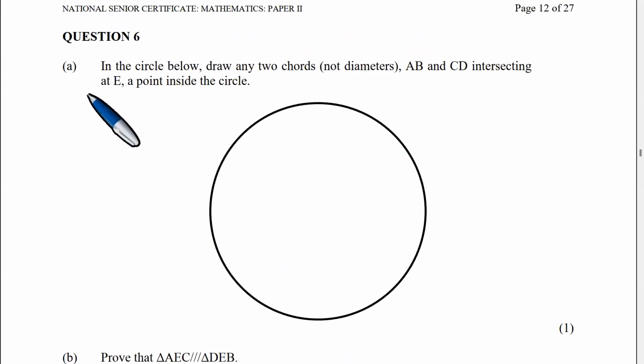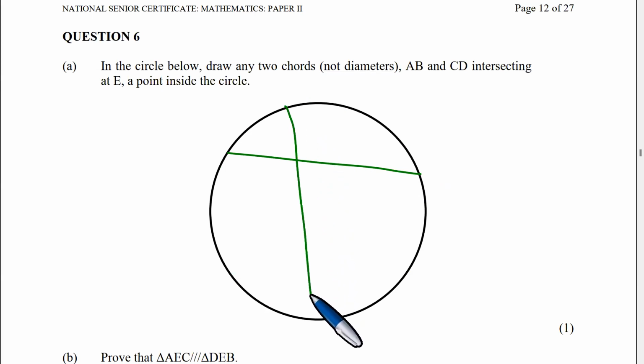Right, if you look at question 6, in the circle below, draw any two chords, not diameters, AB and CD, intersecting at point E, a point inside the circle. Okay, that is the first question. So let's draw together.